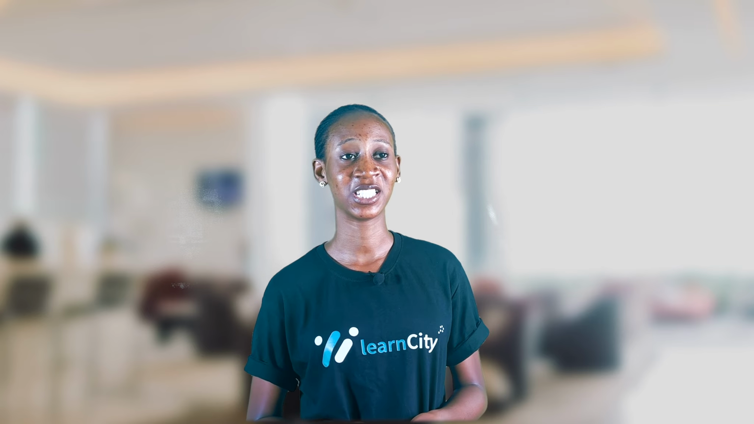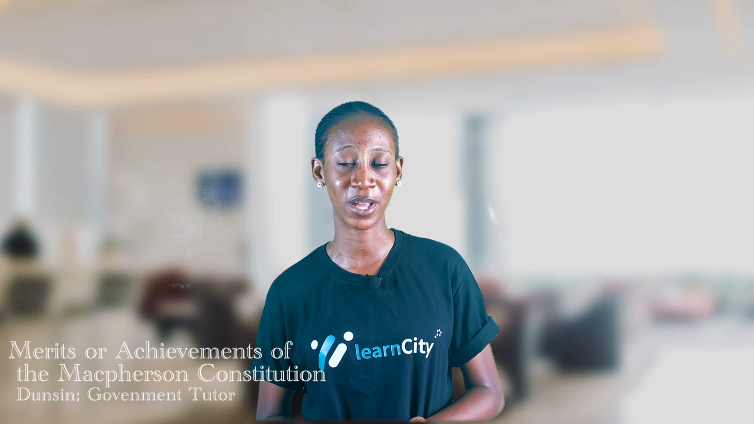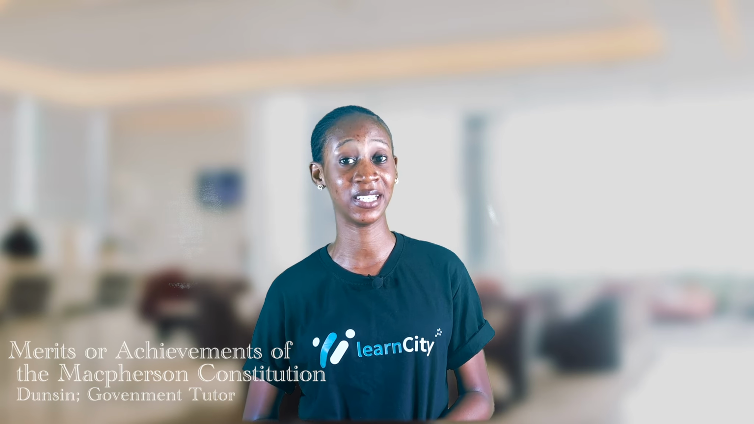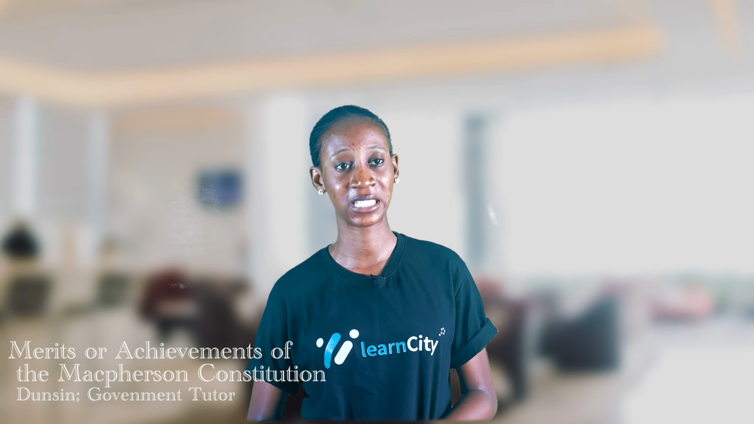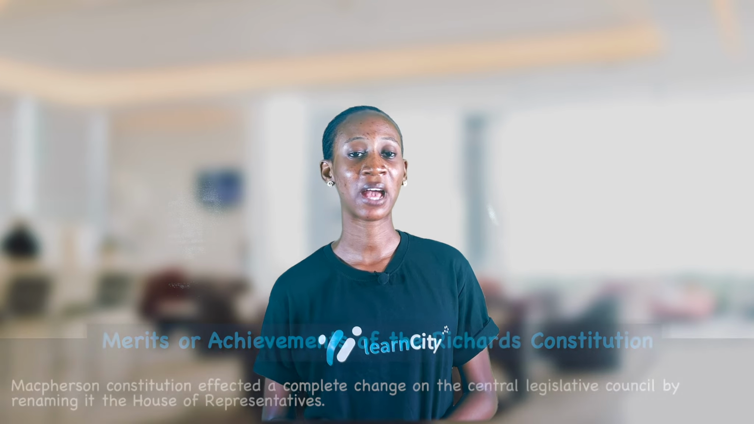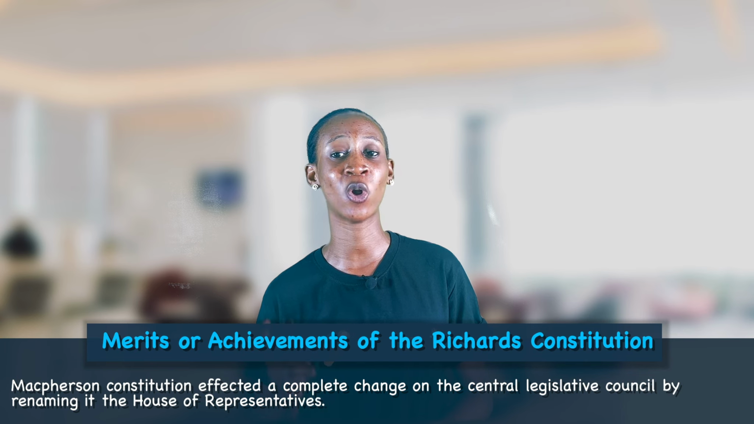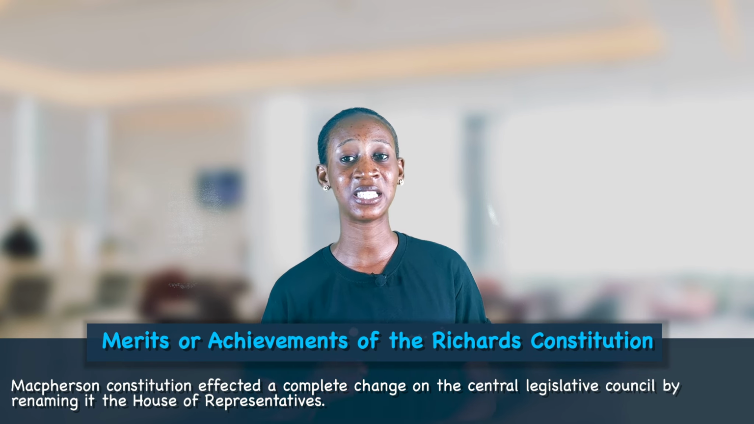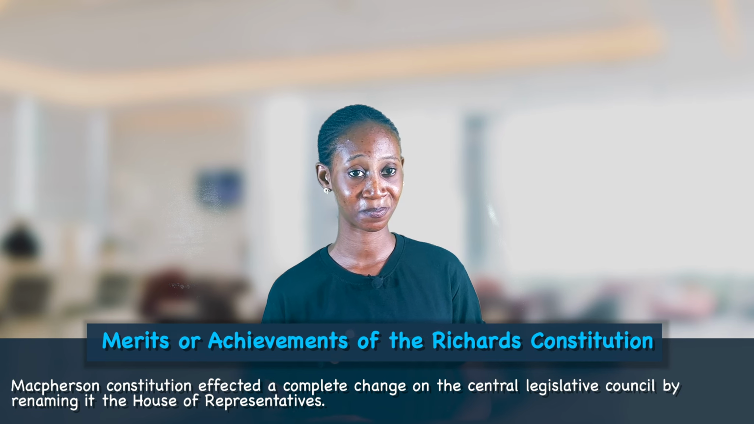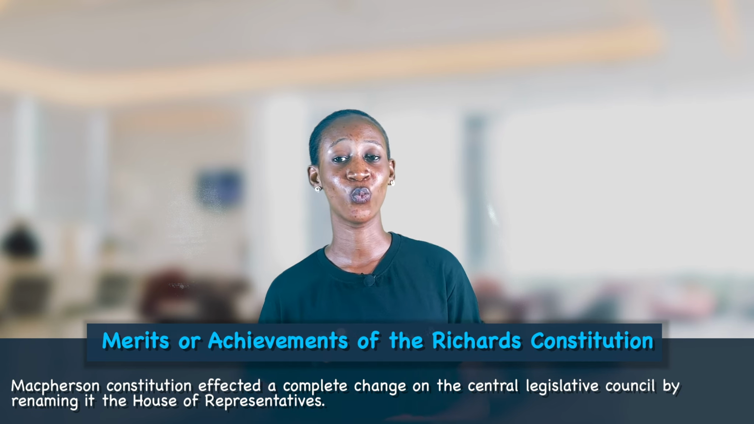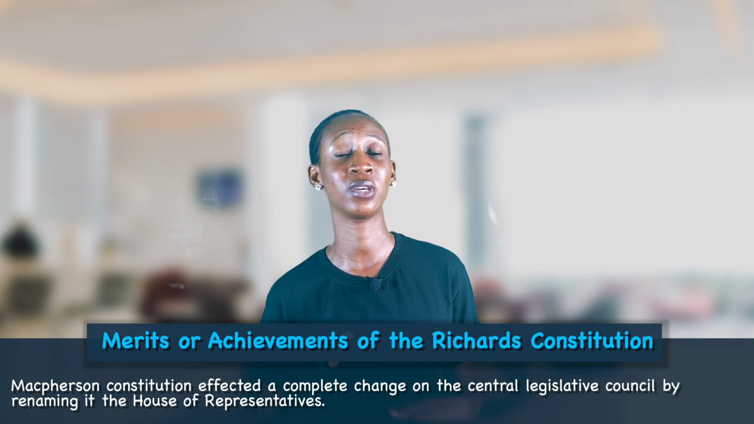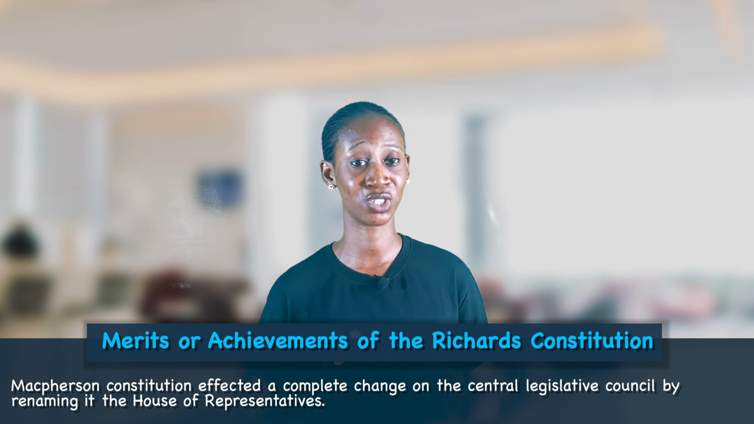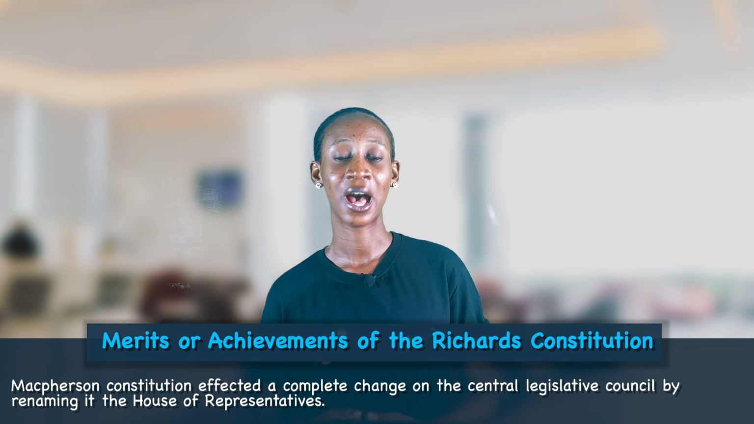In today's government class, we'll be looking at some of the achievements or the merits of Macpherson's Constitution of 1951. Macpherson's Constitution effected a complete change on the Central Legislative Council by renaming it the House of Representatives. So it changed what was called the Central Legislative Council in the Richards and Clifford's Constitution to the House of Representatives.